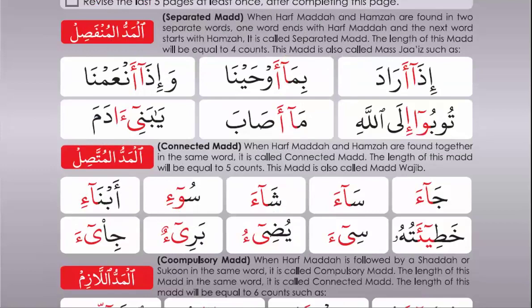So what are we going to do? We're going to look at these two words over here. These are both alifs, right? One's an actual alif, the other one's a hamza. So when alif, waw, or ya are followed by a hamza, like here, we're going to stretch. How are we going to stretch?